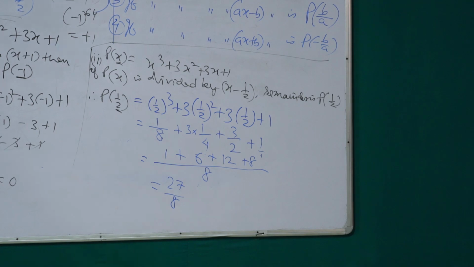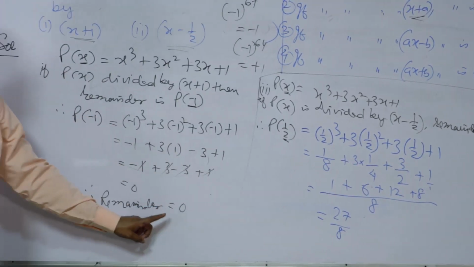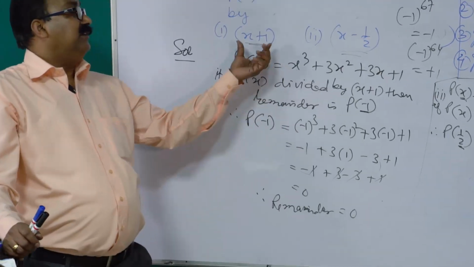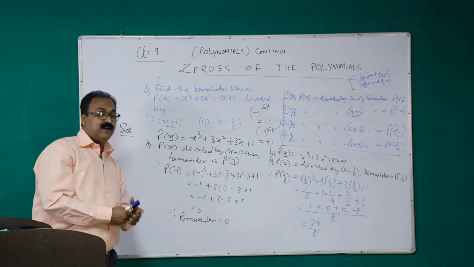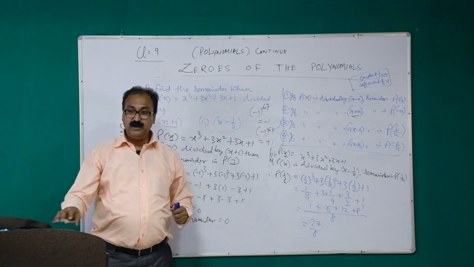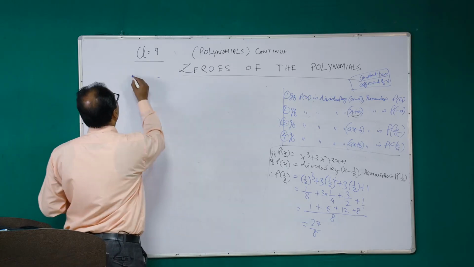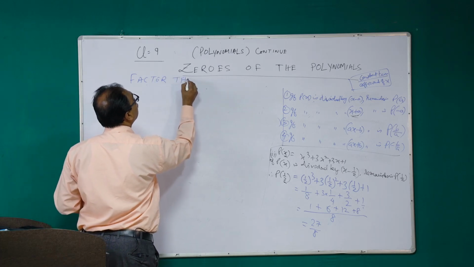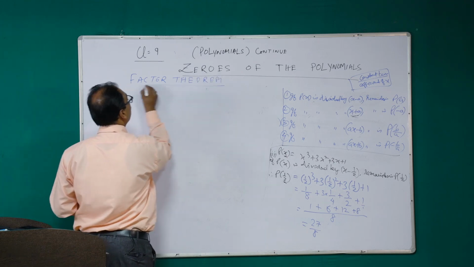Understood? Now, one thing you have to notice here. Once we got a remainder, the other time we got 0. So when you get remainder 0, we call this divisor a factor. And with the help of this idea, we develop another theorem that is called the factor theorem. Now we are going to learn the factor theorem. Clear? Factor theorem.